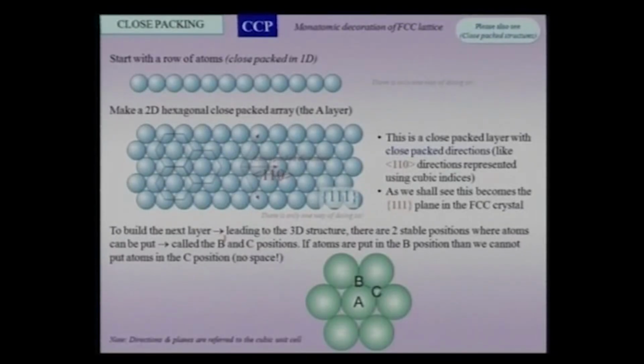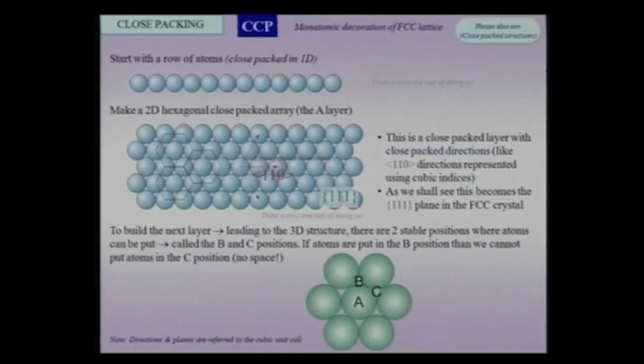So let us try to understand how we form the cubic close packed structure, starting with, for instance, a single atom, then a row of close packed spheres, then going on to a plane of close packed spheres, and finally to the three-dimensional structure which is the cubic close packed structure. We already have noted that the CCP crystal is obtained by monoatomic decoration of the FCC lattice. So let us start with the row of atoms. Of course, you could start with a single sphere, then we make a close packed row of atoms. Then starting with this row, by putting these rows one below the other in the fashion shown here, I can obtain a hexagonal close packed layer.